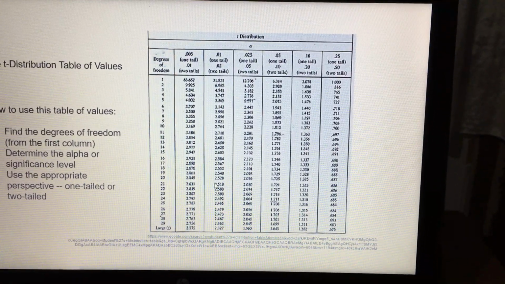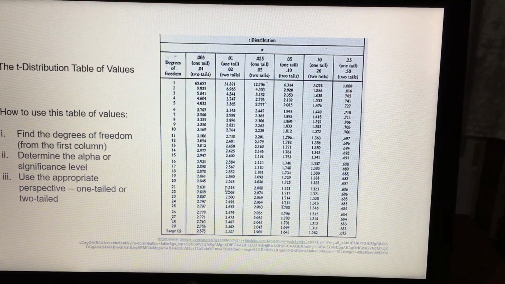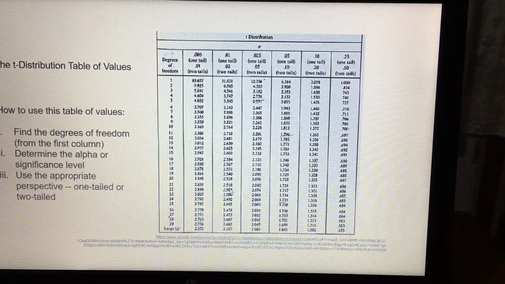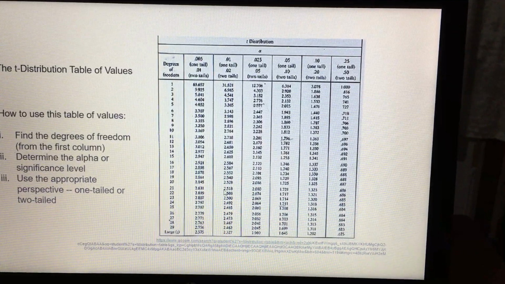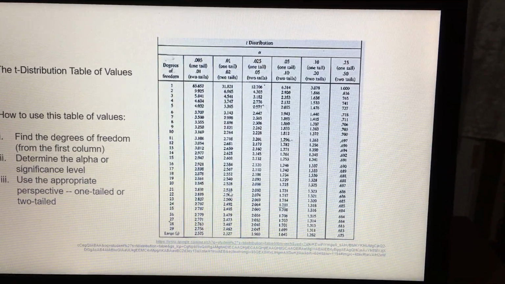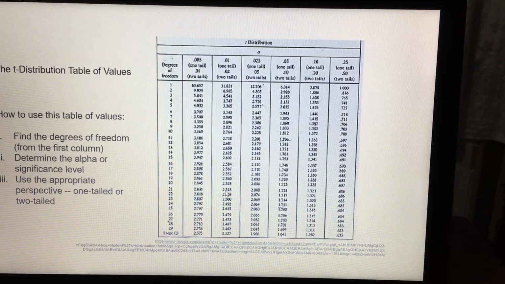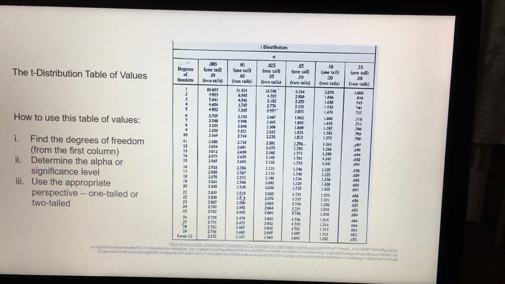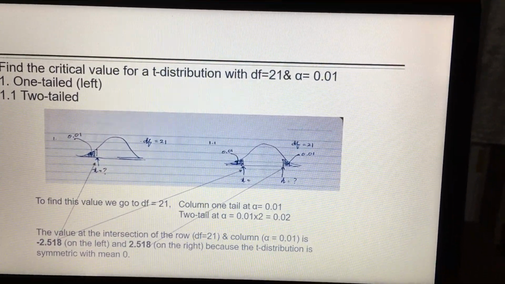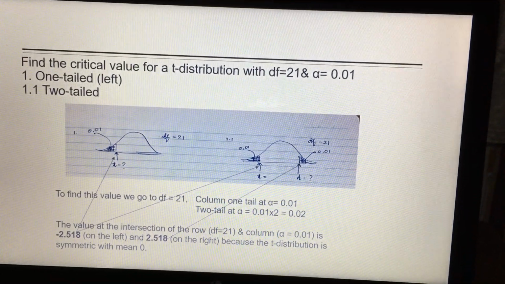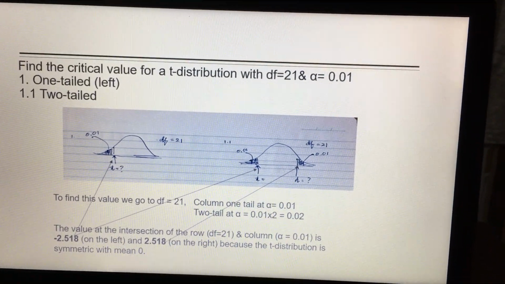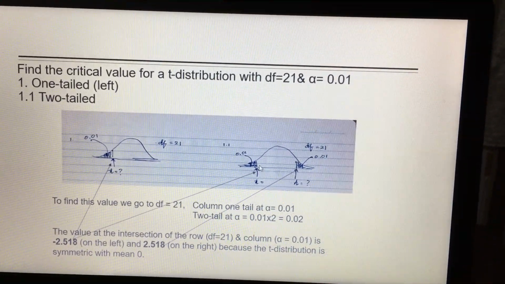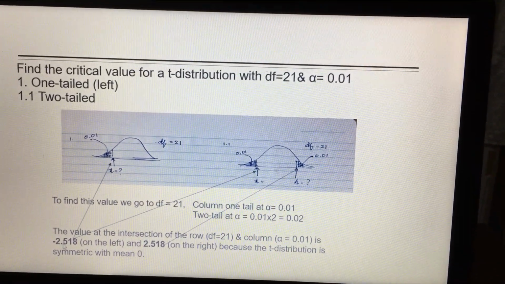When we look at the left or right-tailed, when we have this value of 2.518, on the left of the mean, we make this negative 2.518, and on the right, we make this positive 2.518, understanding that the t-distribution is symmetric about the mean. So, as illustrated, the value on the right will be 2.518 and the value on the left will be negative 2.518.